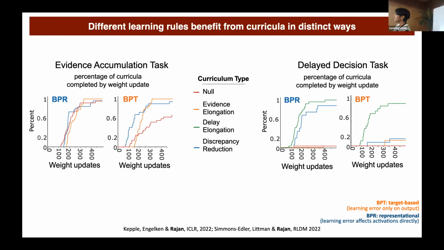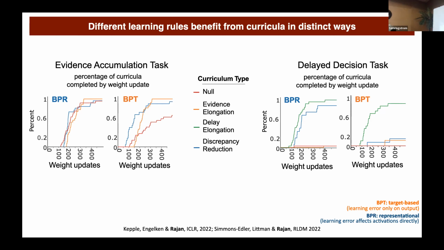So really, if you take nothing away from my talk, take home just this. Different learning rules can respond to and benefit from different types of curricula differently. And you can therefore use networks trained by means of curricula to be able to disambiguate learning principles. So that's the basic message.